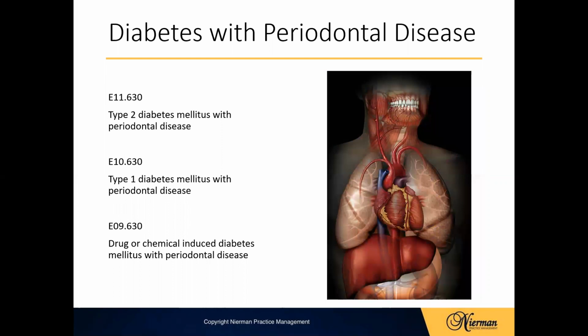Oh, and these came out 4 or 5 years ago. The ICD-10 came out with codes for diabetes with periodontal disease. So it's great that the ICD-10 makers are recognizing the oral systemic connection. Now there are codes for that. It's the World Health Organization who actually puts together the ICD-10 codes.